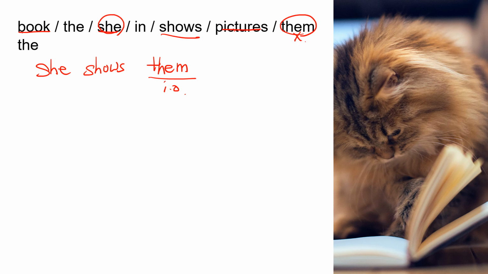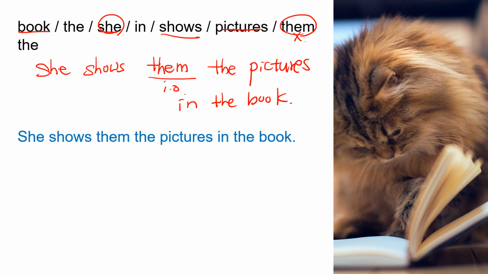The pictures in the book. She shows them the pictures in the book. Okay, this one, we can say she shows the pictures in the book. If you have two, you can say to them, but as you know, there's no preposition. So this is going to be indirect object, and this will be the direct object.